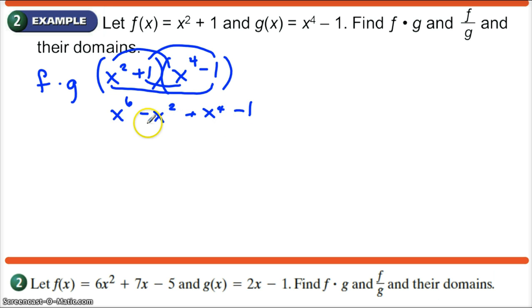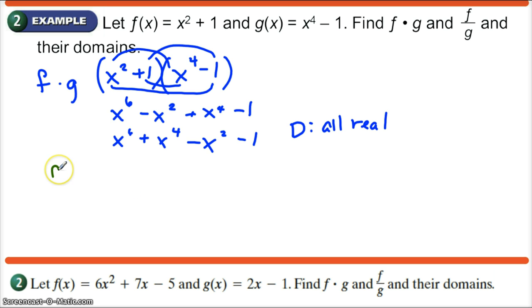Putting these in order from greatest degree to least, 6 to 4, so that would be 6, 4, 2. So x to the sixth plus x to the fourth, minus x squared, and then minus 1. And in this case, there's nothing in the denominator. There's no place where any value of x would make this an undefined function, so the domain is going to be all real.